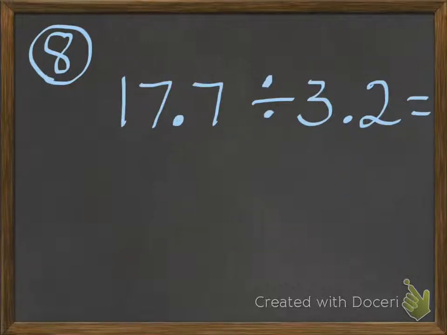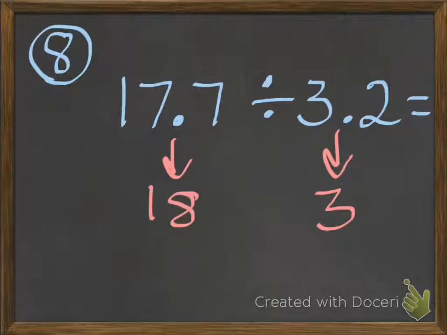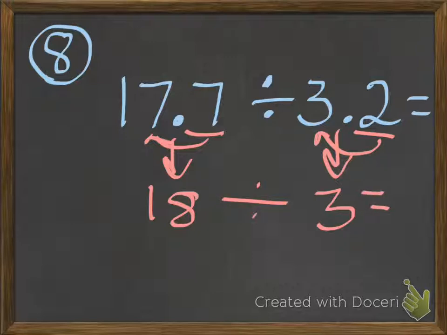Number 8. 17.7 divided by 3.2. I'm going to round 3.2 to 3. I'm going to round 17.7 all the way up to 18. This is just regular rounding. I looked at the bossy neighbor and then rounded that number up. So 18 divided by 3 is 6.